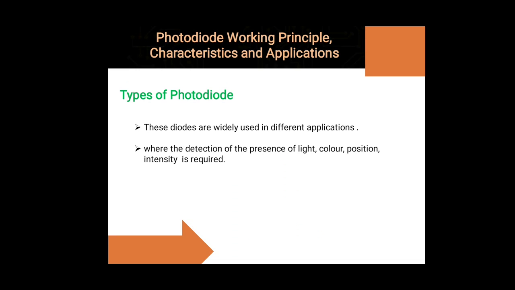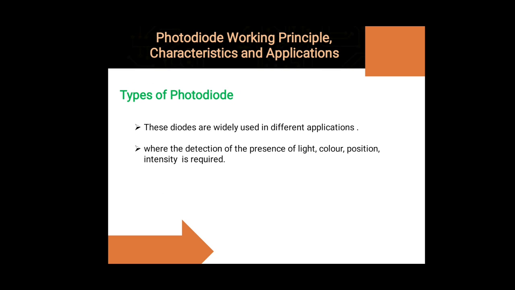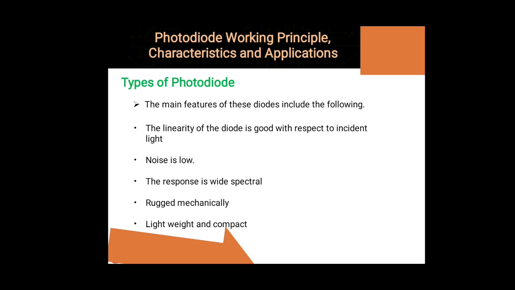These diodes are widely used in different applications where detection of the presence of light, color, position, intensity is required. The main features of these diodes are that they have good linearity with respect to the incident light, they have low noise, the response is very wide spectral, they are mechanically rugged, lightweight, and very compact.